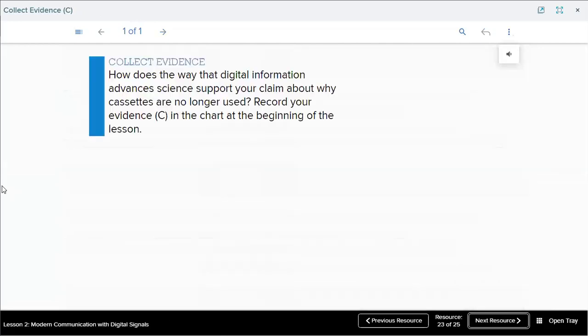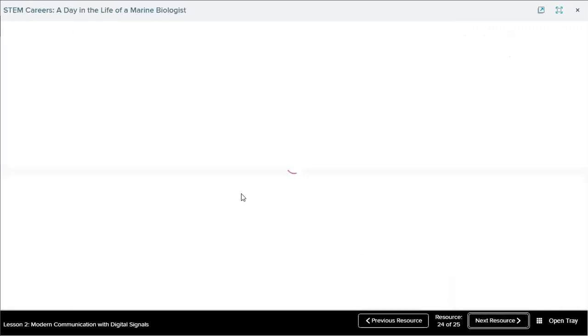So that's it, Ahmed Adil. I think now the computer is intelligent as it can tell the time and it can collect and process information. Digital information advances science. Support your claim about why cassettes are no longer used. Record your evidence in the chart at the beginning of the lesson.